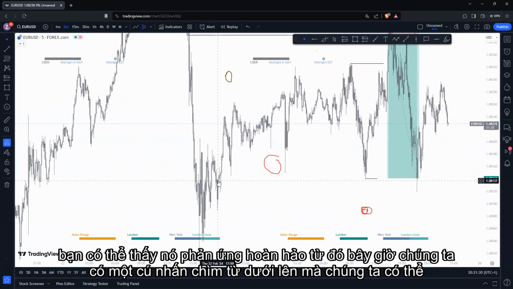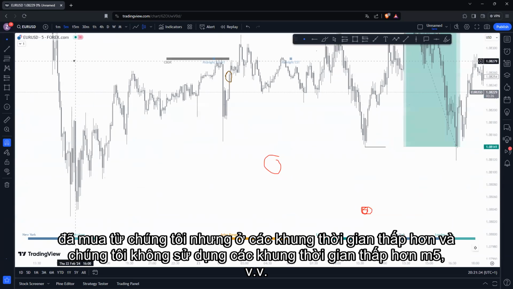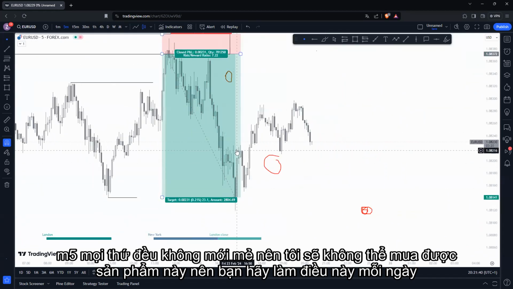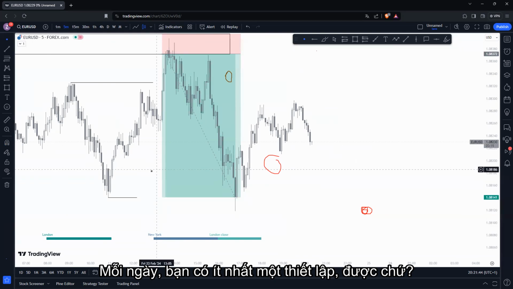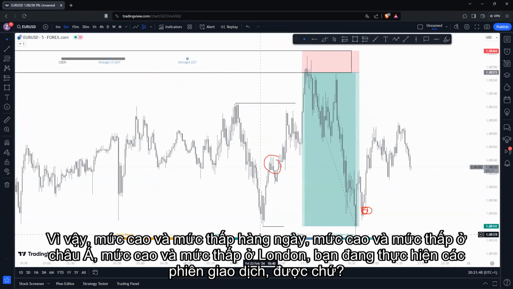Now, do we have an engulf from the bottom that we could have bought from? We do, but on lower time frames, and we don't use lower time frames than M5. So on M5, everything is unfresh, so I wouldn't be able to catch this buy. So you do this every single day. Every single day, you have at least one setup, okay? So daily high and low, Asian high and low, London high and low, you execute in the sessions, okay?